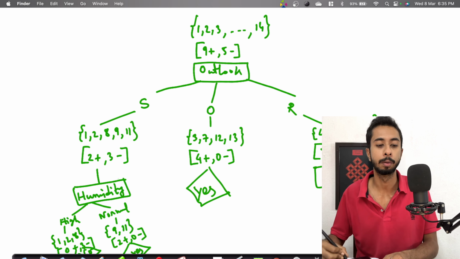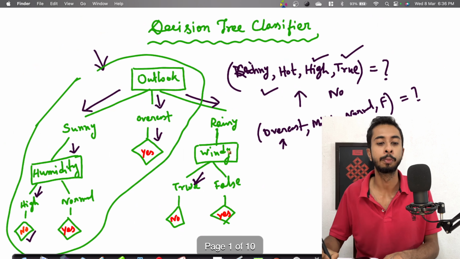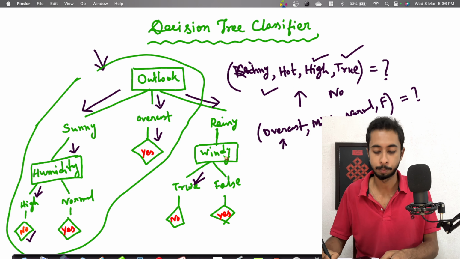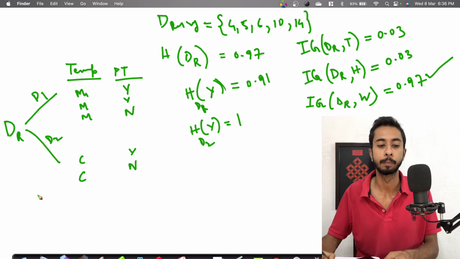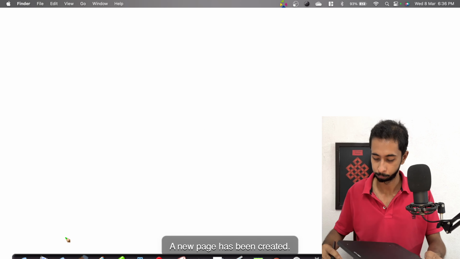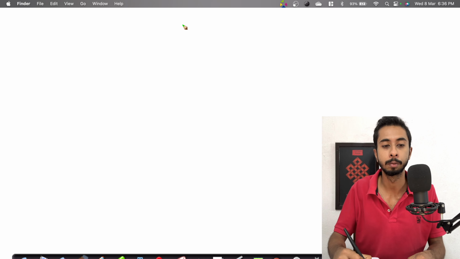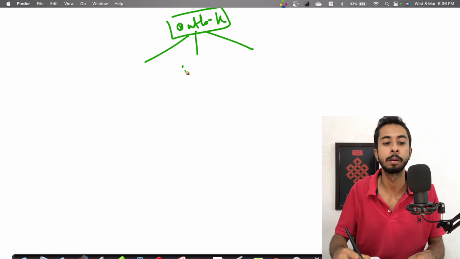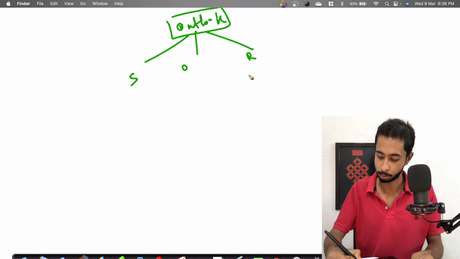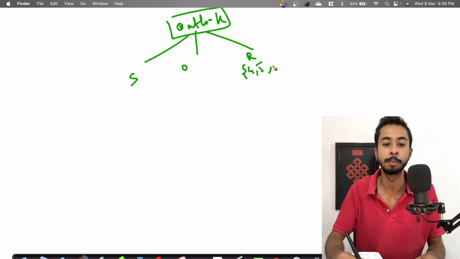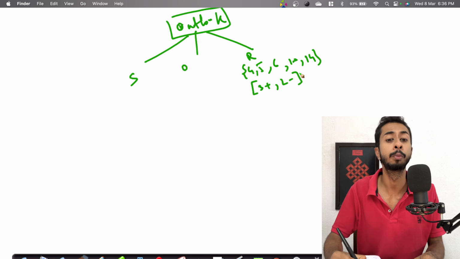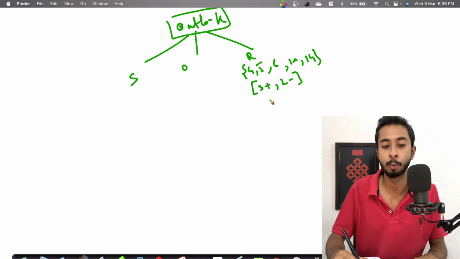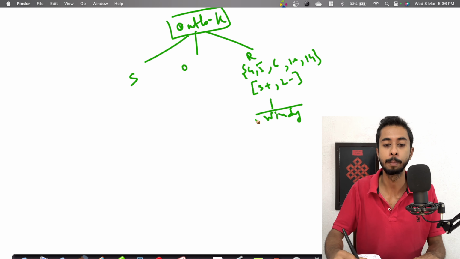Maybe you are not seeing this, so I'll just show you the original one. So windy. I'll just draw this part. So the final one will be, so first we had outlook, right? So this is outlook. We had three parts here: overcast, sunny, and rainy. So on rainy we had which data? 4, 5, 6, 10 and 14, out of which 3 were positive points, 2 were negative points. So we are confused what to predict, so we broke these on windy.